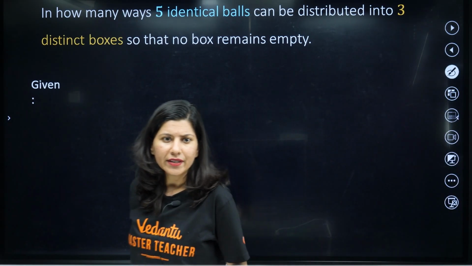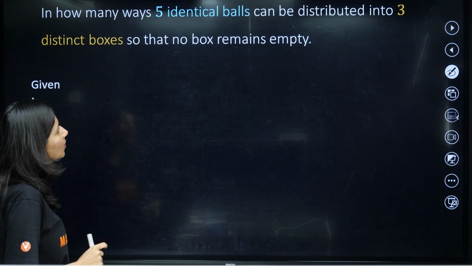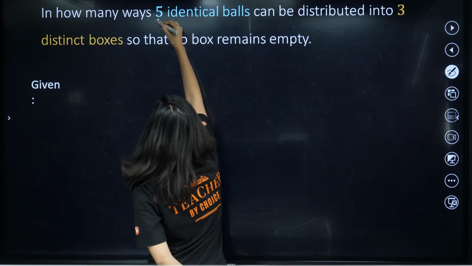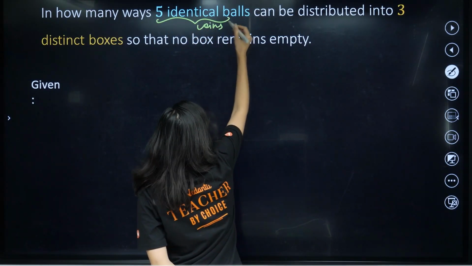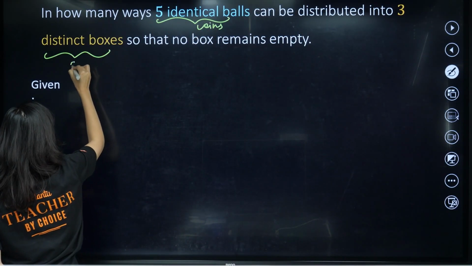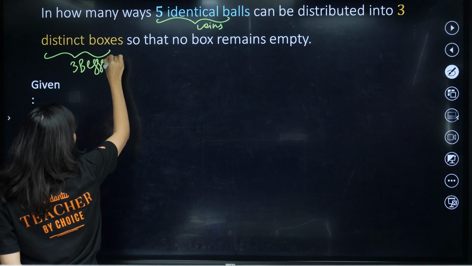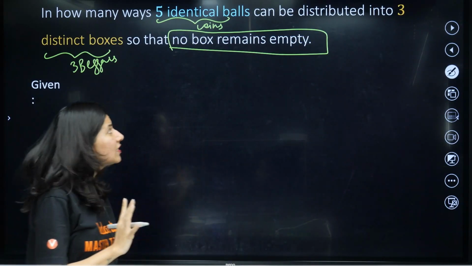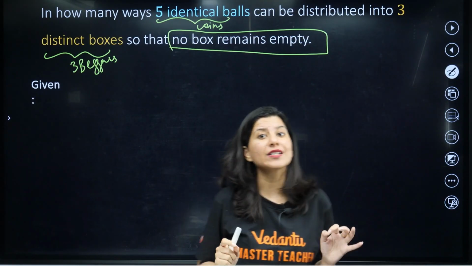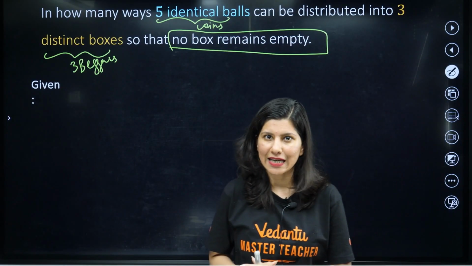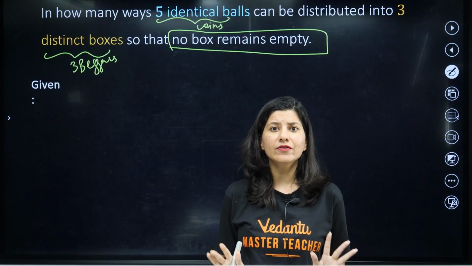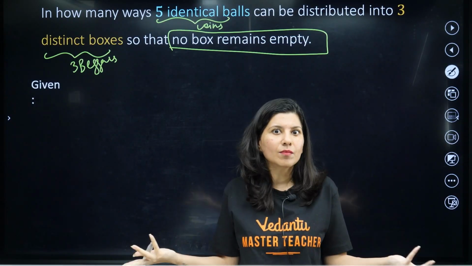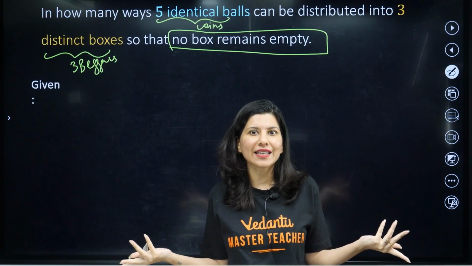Let's do one question on it. In how many ways can 5 identical balls be distributed into 3 distinct boxes such that no box remains empty? Here these are 5 identical coins, and 3 distinct boxes means 3 beggars. Beggars will always be distinct, right? Now this condition, no box remains empty, is a different condition. The formula gives you the answer wherein the boxes, that means beggars, can remain empty, that means they do not get any coins.